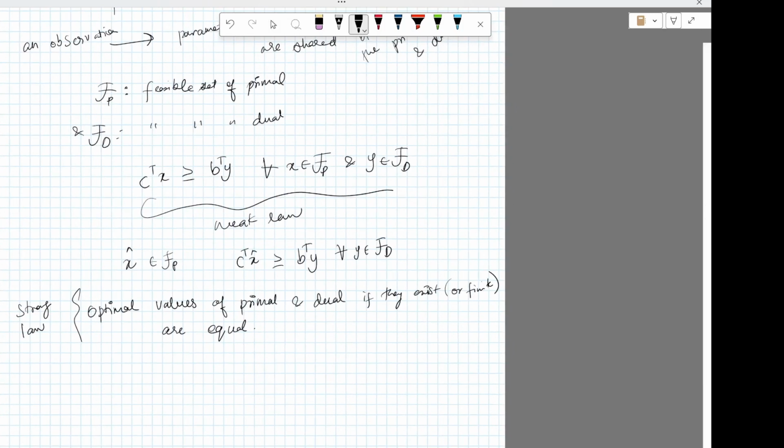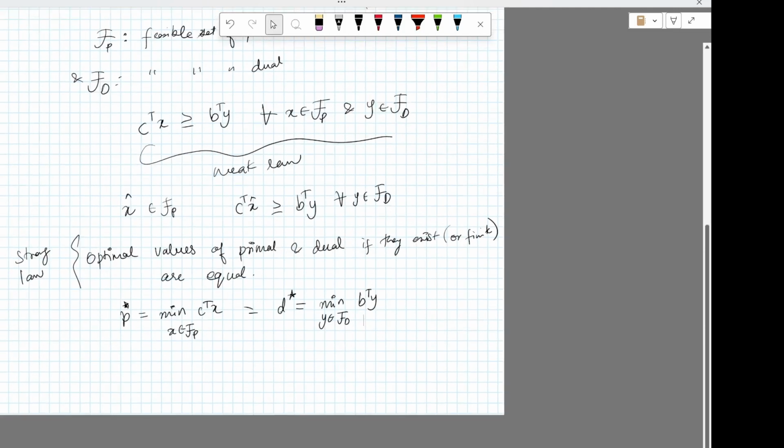So that means if p star is the minimum over x in FP of C transpose x, then this is equal to some d star, which is the maximum value over y in FD of b transpose y. This is the strong law.